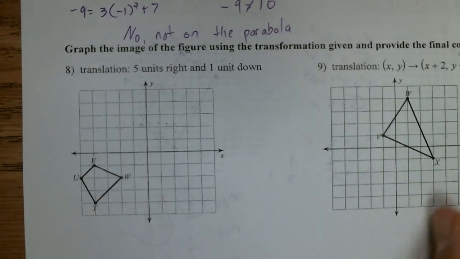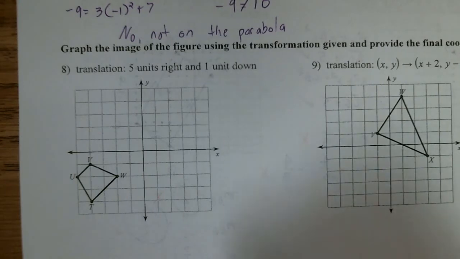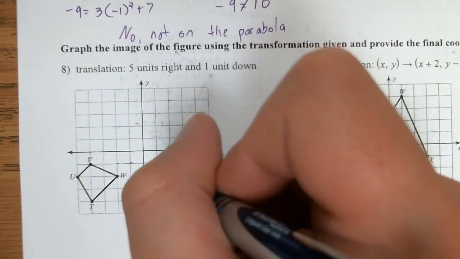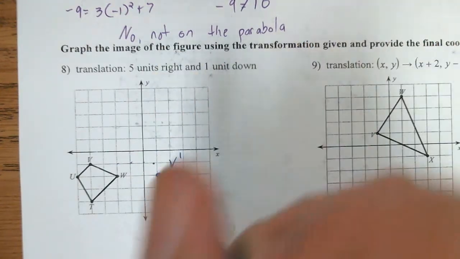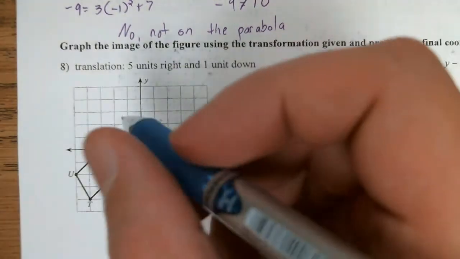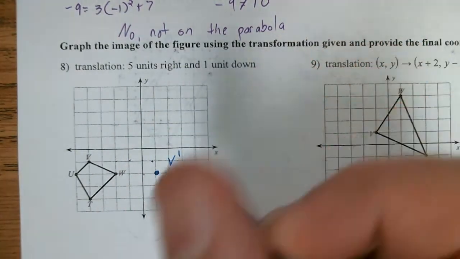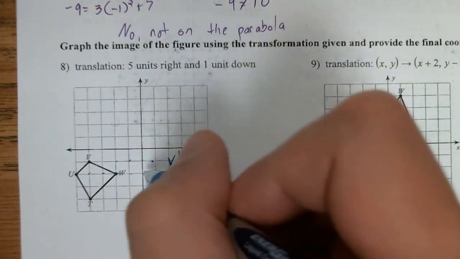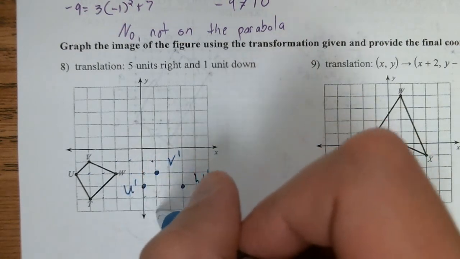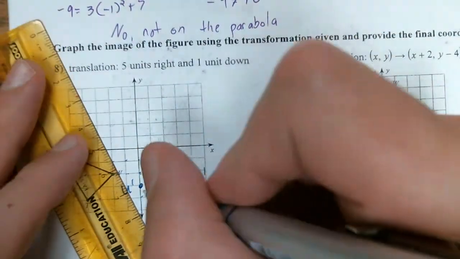I'll do these in green. Actually, my answer key I did in blue, so I'll stay true. All right, so each one I'm going to go 1, 2, 3, 4, 5, down 1. And when you transform these points, guys, it's not V anymore, it's V prime. W, 1, 2, 3, 4, 5, down 1. W prime. For U, 1, 2, 3, 4, 5, down 1. T, 1, 2, 3, 4, 5, down 1. And I can connect my dots.